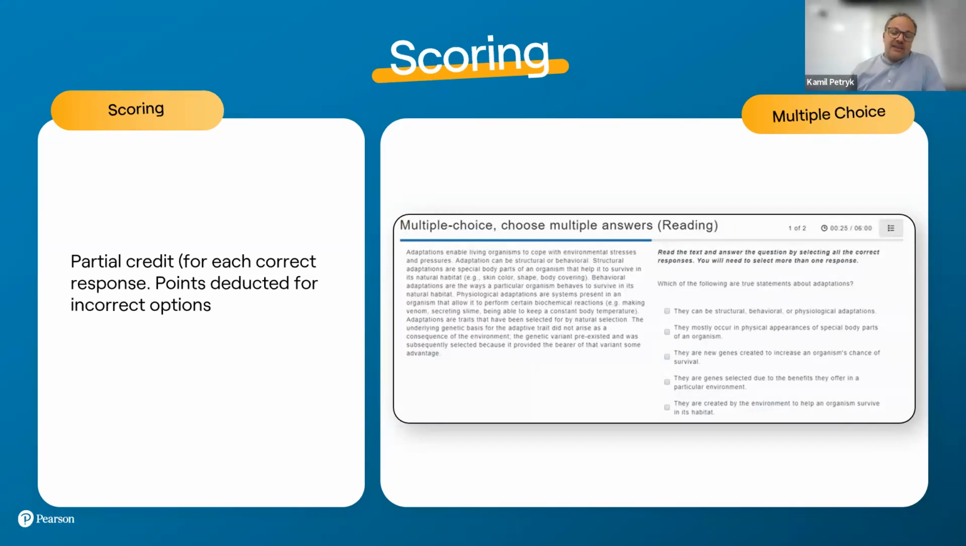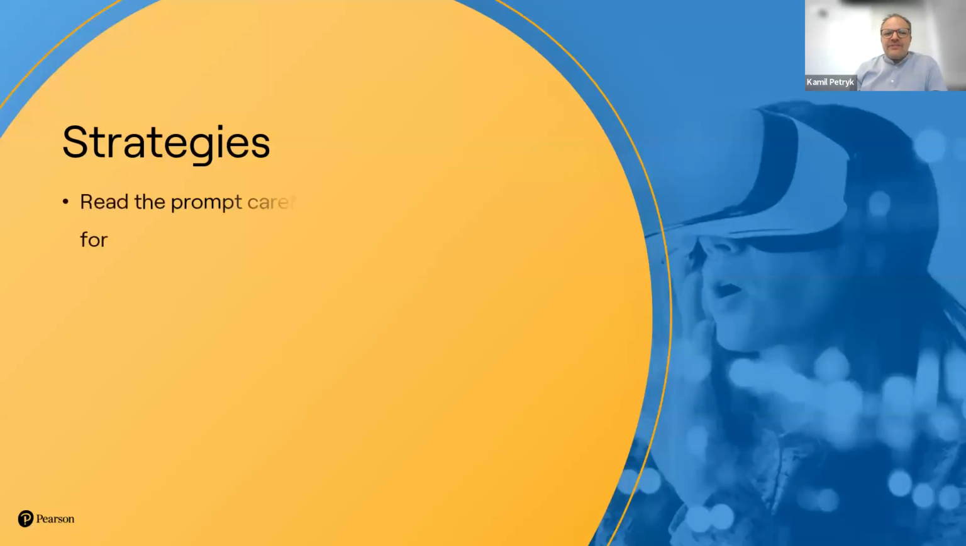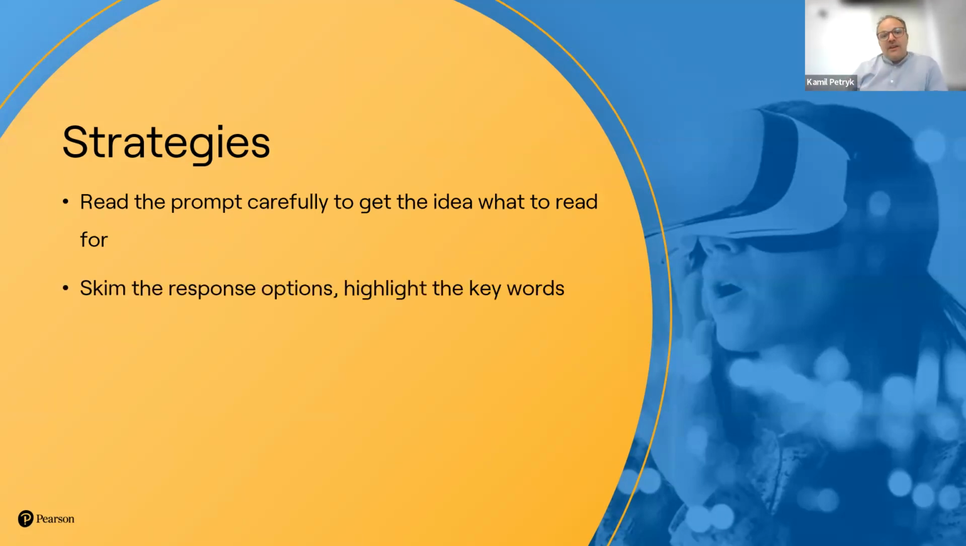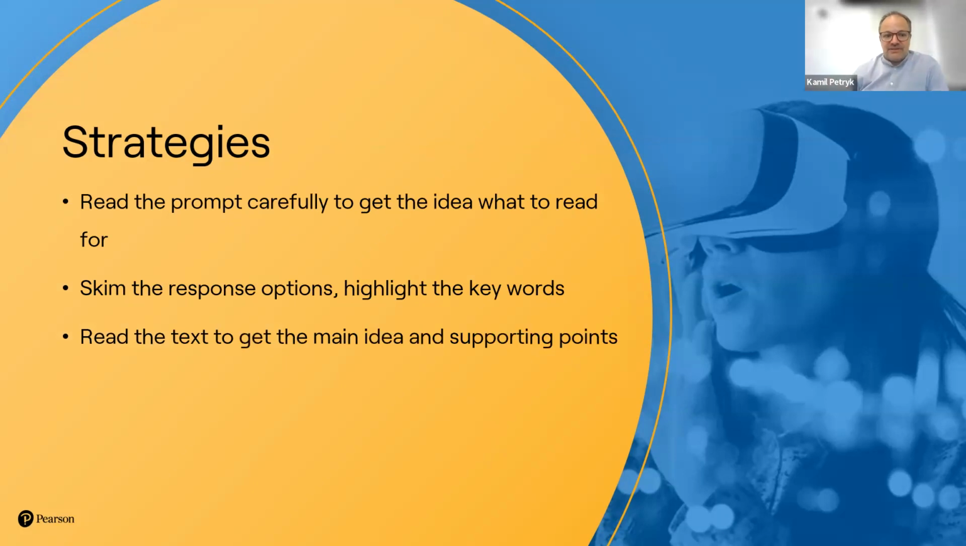And this is a very important strategy, to make your students aware that here points are deducted for incorrect options. So strategies: it is very important to start by reading the prompt, the question, carefully, to get the idea what to read for. And then go through the options and highlight the keywords. The keywords in the options will be very helpful, especially with this multiple answers version, where they will help identify places in the text that contain the answer to the questions.